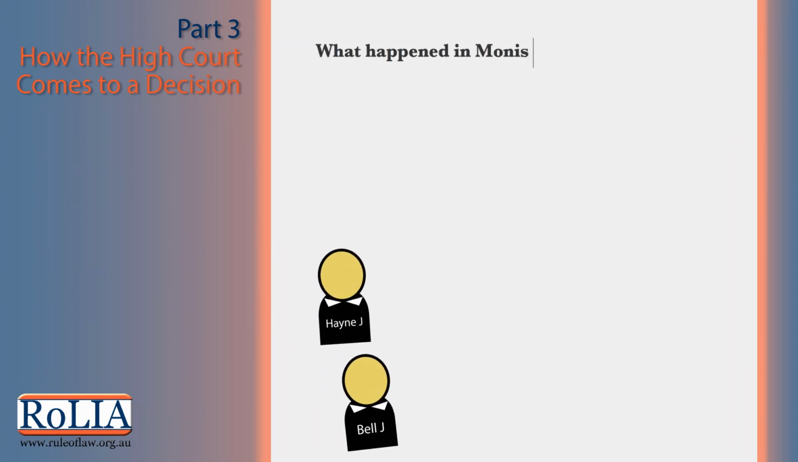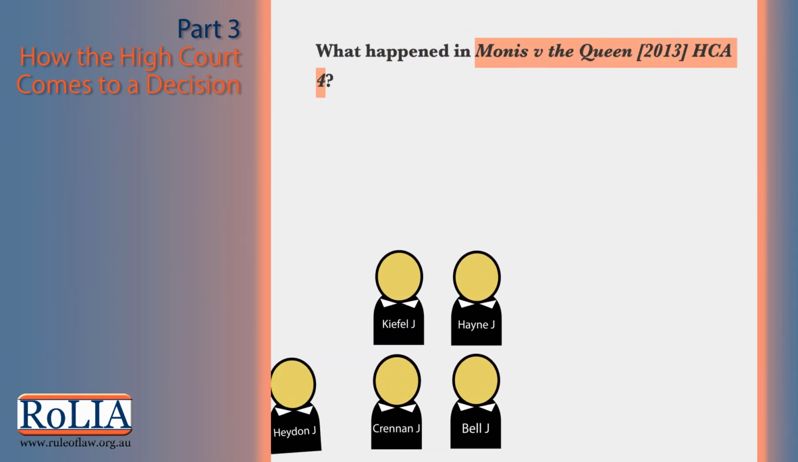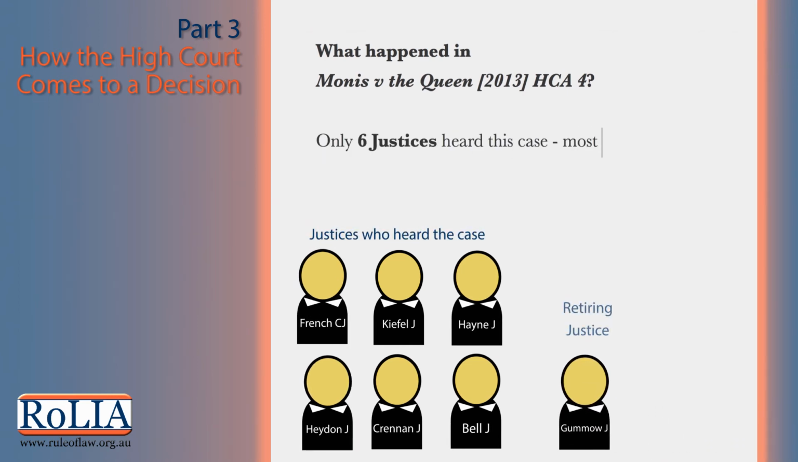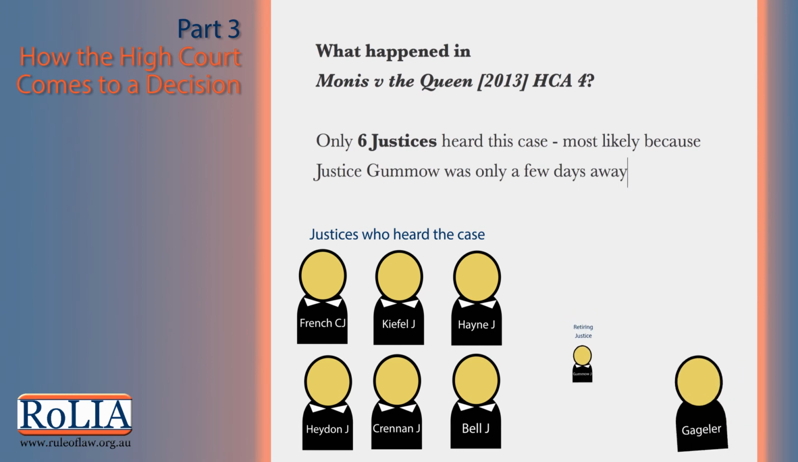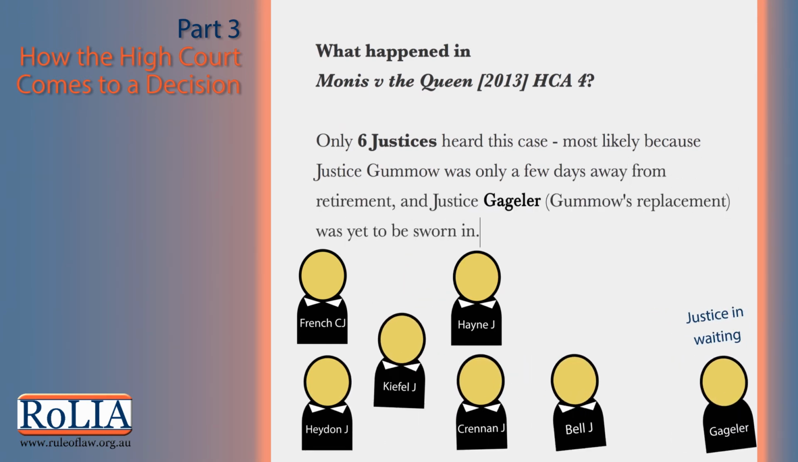Only 6 justices heard Monis and Droudis' case. This is likely because Justice Gummow was about to retire and Justice Gageler was yet to be sworn in. Justices of the High Court have a mandatory retirement age of 70 years.